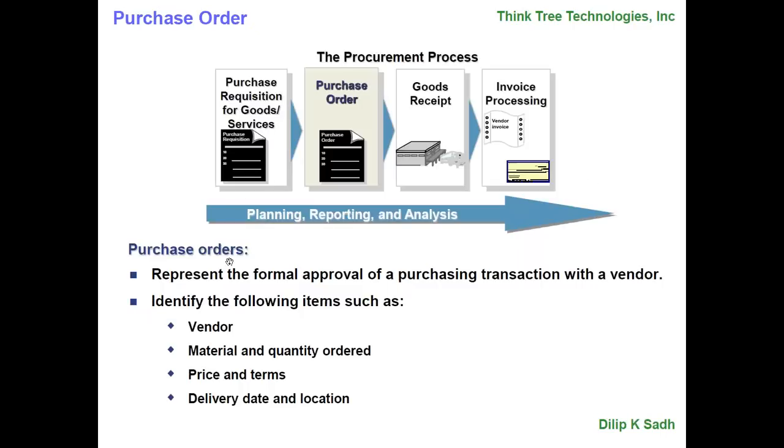Next step is a purchase order. Purchase order is a formal document. It is a legal document. In this document, we can have various items. We can have vendor, material, quantity, what price, what terms, conditions, what date I need this material, what location I need this material to be delivered by the vendor. All that information is in purchase order. And purchase order is a legal document between buyer and the seller.